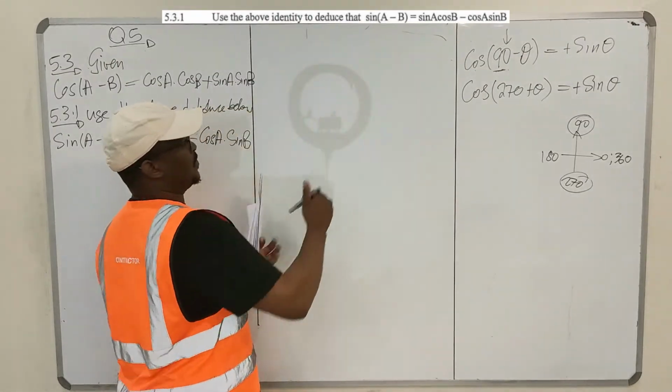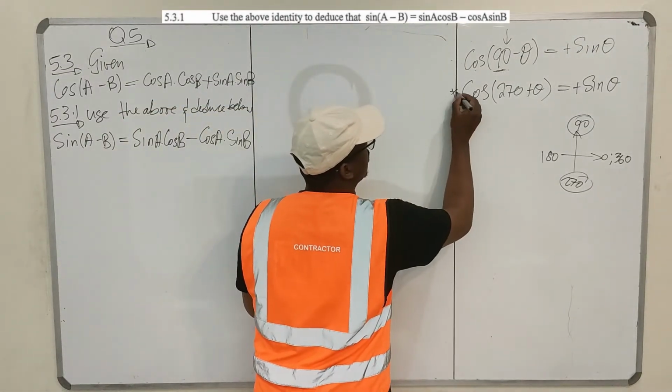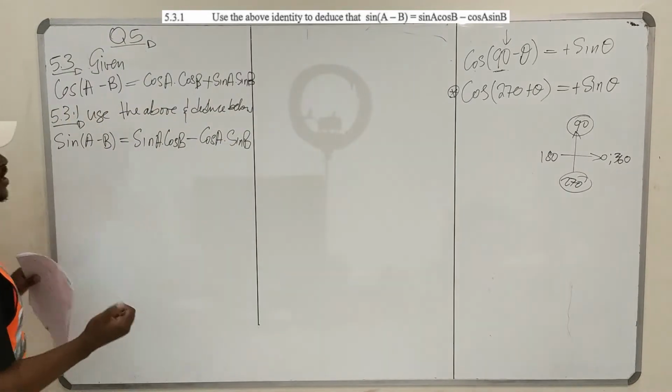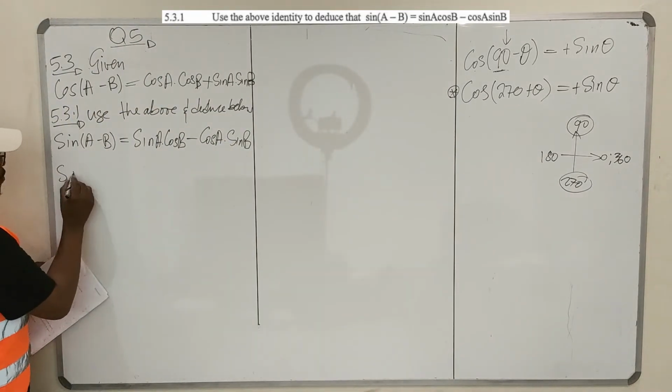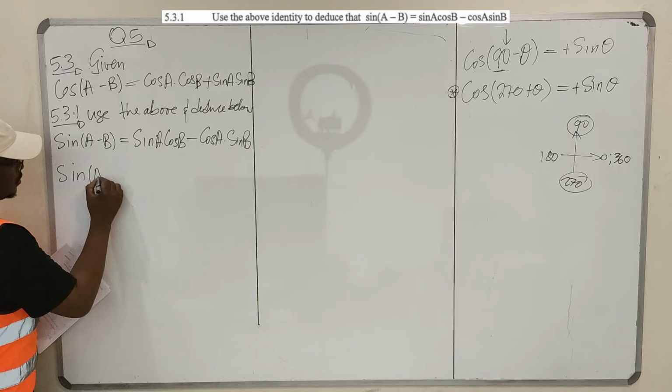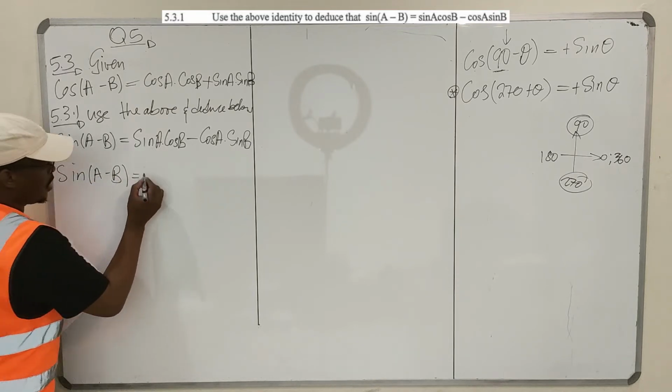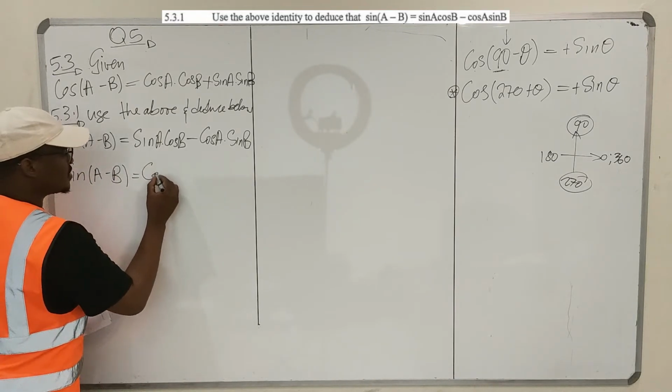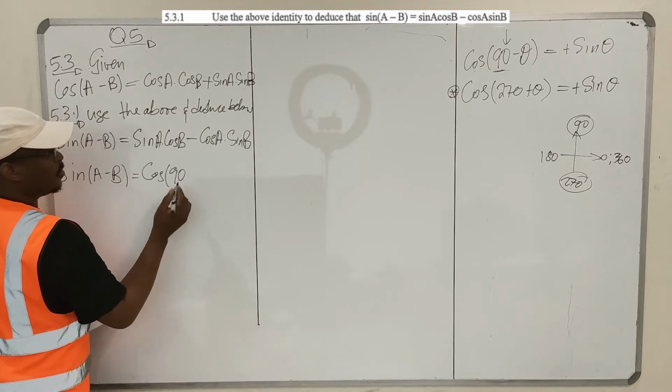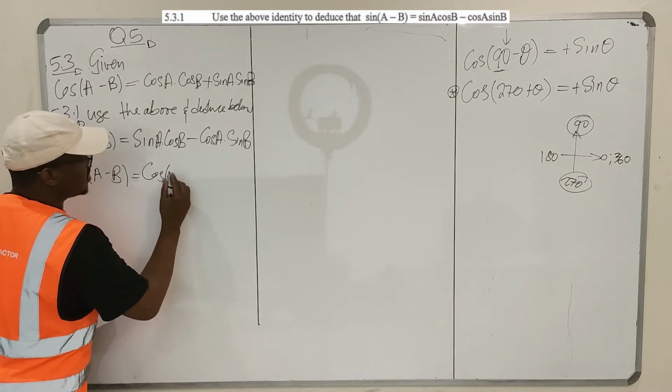Okay, so from this now, what can we say? We can say, okay, our sine A minus B is equal to what? Is equal to cos 90. Actually, cos 270.